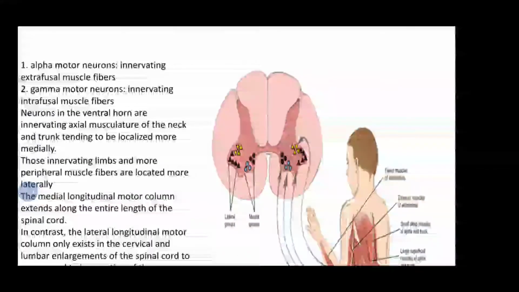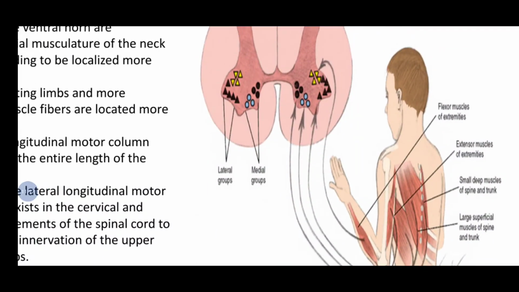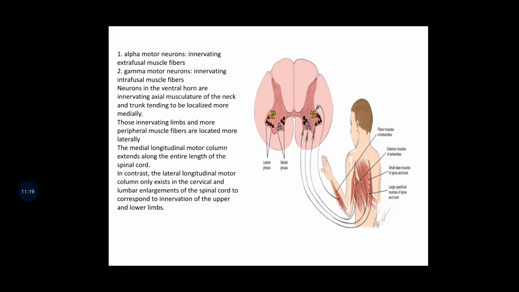So in this diagram, the alpha motor neuron is innervating the extrafusal muscle fibers, and we have the gamma motor neuron which is innervating the intrafusal muscle fiber. And the neurons in the ventral horn are innervating the axial musculature of the neck and trunk, tending to be localized more medially.